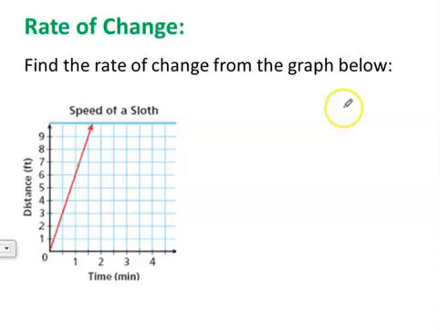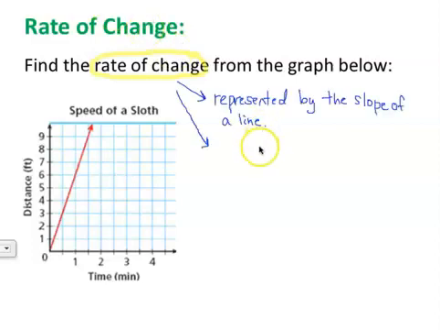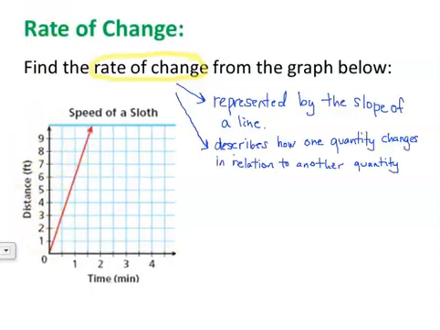Rate of change. Look at this line right here. Rate of change is just a fancy way of saying slope. And another way to look at it, not only is it represented by the slope of a line, but it describes how one quantity changes in relation to another quantity. And those quantities are going to be the difference between the x-axis, what it's labeled as, and the y-axis. So let's review that again. Rate of change describes how one quantity changes in relation to another quantity.